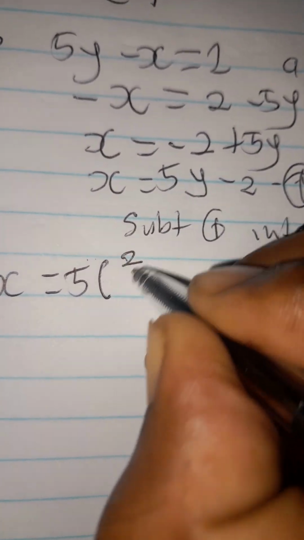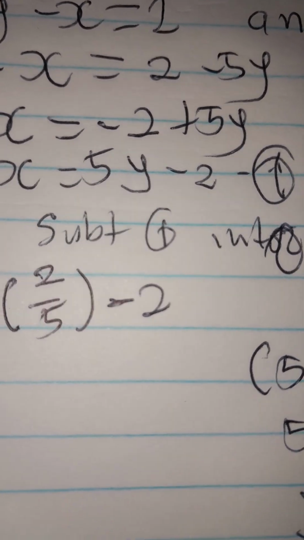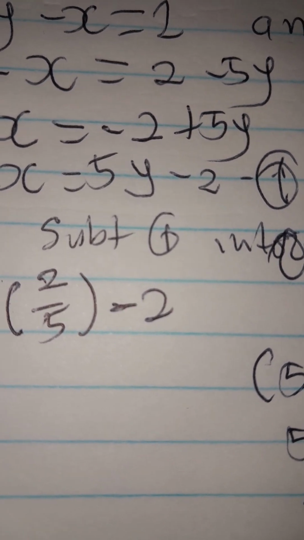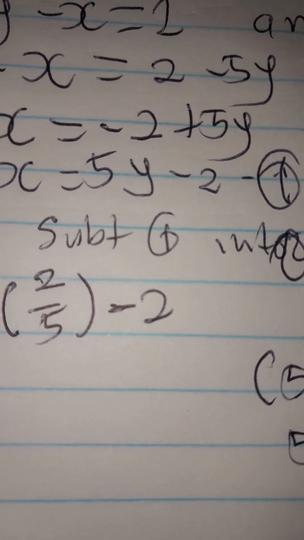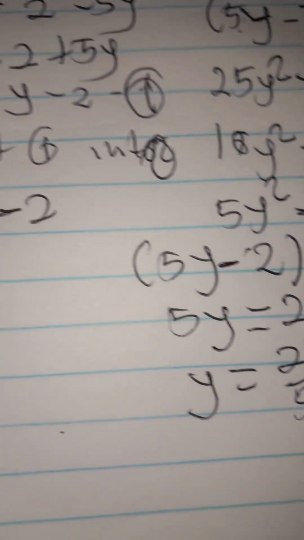Let's take 2 all over 5. Let's first transpose 2 all over 5 there. Okay, minus 2 all over 5 multiplied by 5 subtracted by 2, that will be 0. So meaning that x here in this case will be 0 when we put 2 all over 5.